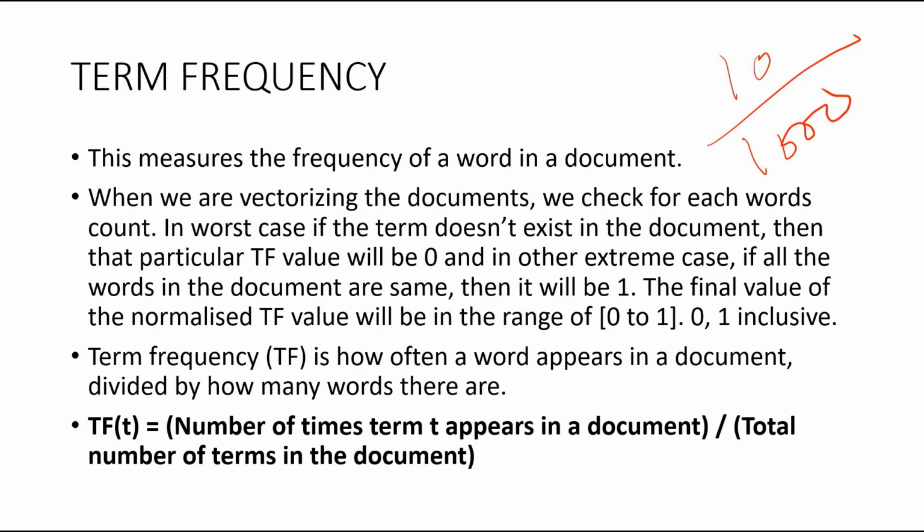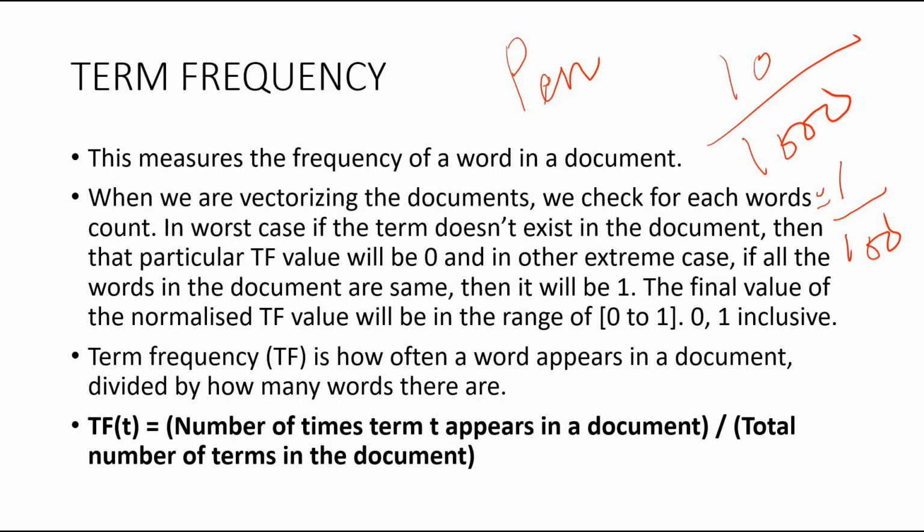See what the 10 is here. You are calculating the term frequency of the word pen in the document. The number of times the word pen comes in the document is 10. The total number of terms in the document is 1000. Then what is the term frequency? It is 10 by 1000, which is equal to 1 by 100. This is the way you calculate it.